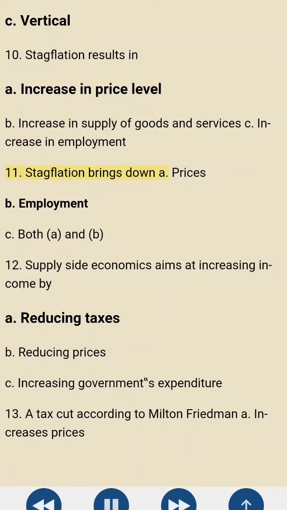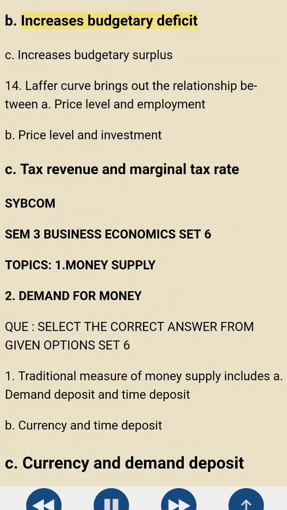Stagflation brings down A. Prices. B. Employment. C. Both A and B. 12. Supply side economics aims at increasing income by A. Reducing taxes. B. Reducing prices. C. Increasing government's expenditure. 13. A tax cut, according to Milton Friedman, A. Increases prices. B. Increases budgetary deficit. C. Increases budgetary surplus. 14.